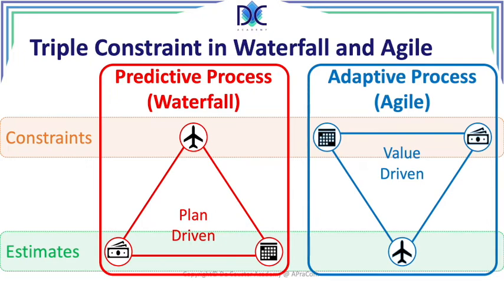Instead of having a plan-driven approach, we have a value-driven approach. We look at the value that we create when we are creating the scope, when we are completing the project. So that was the end of this video: risk and triple constraint when we are looking at waterfall and agile.